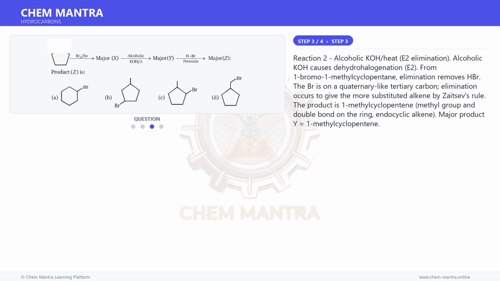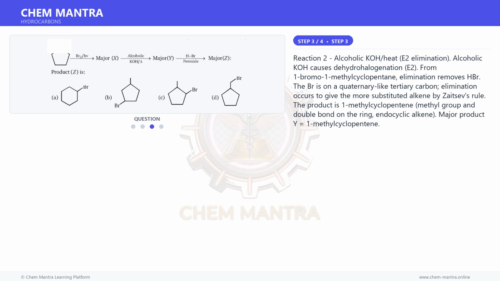Reaction 2, alcoholic KOH, heat, E2 elimination. Alcoholic KOH causes dehydrohalogenation, E2. From 1-bromo-1-methylcyclopentane, elimination removes HBr. The Br is on a tertiary carbon.